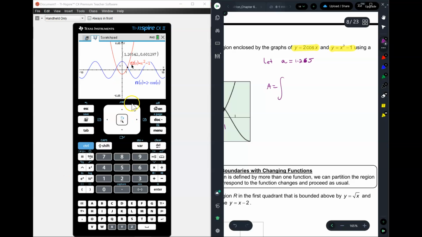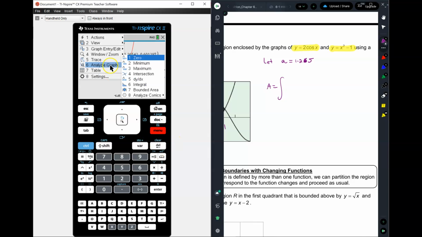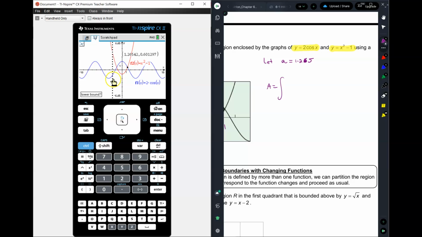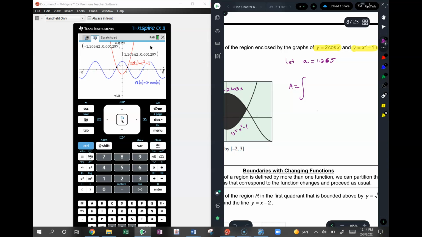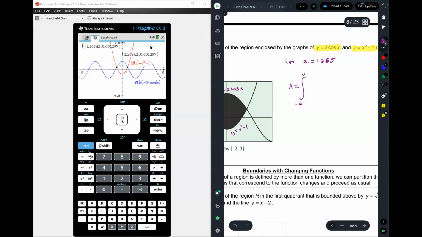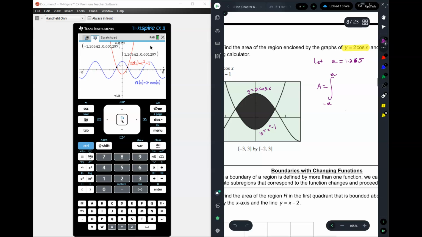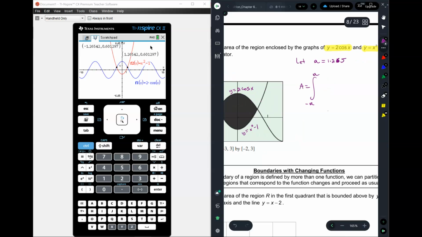You see how this is symmetric? It's a parabola, so you already know the other one is going to be the negative of it. But if you don't believe yourself, here we go. It's the negative of the A that you just got. So this integral is from negative A to A of 2 cosine x minus x squared minus 1, dx.